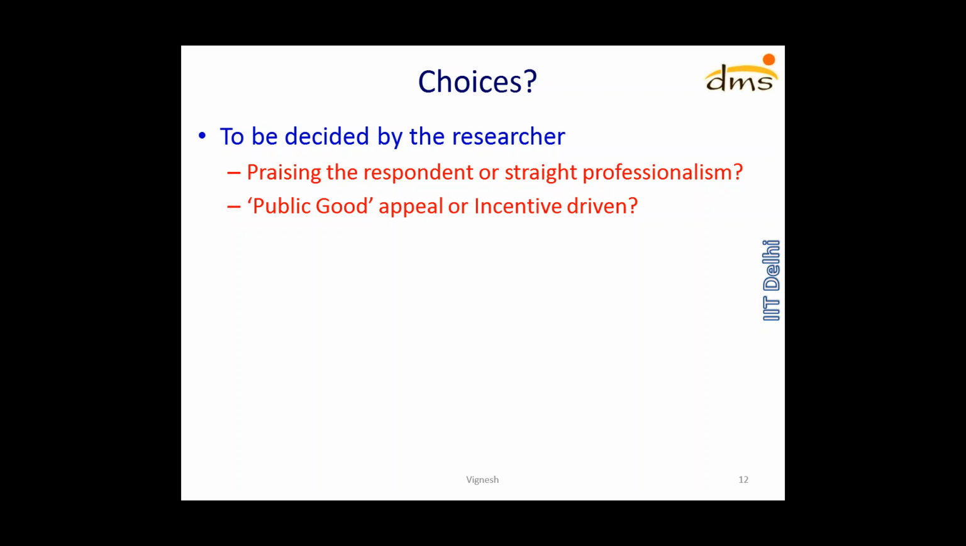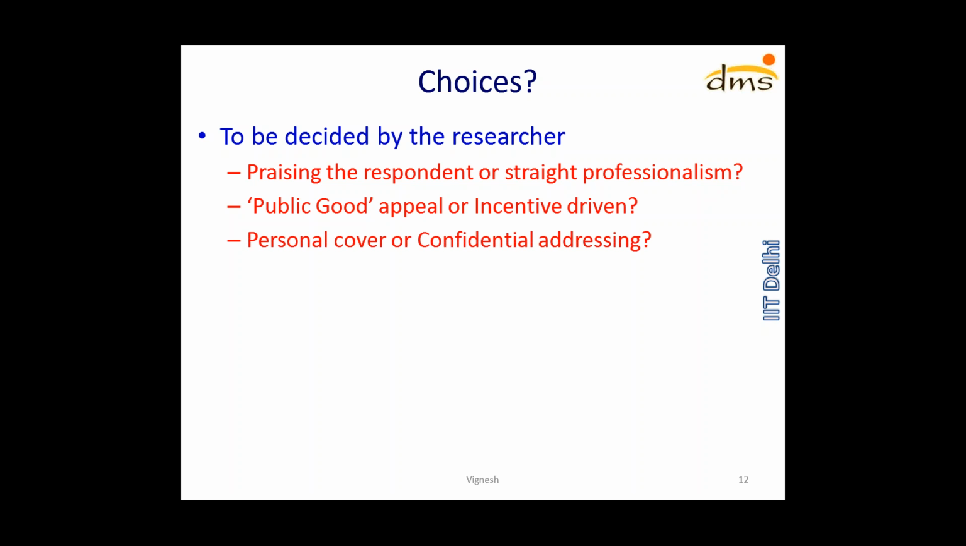The second one is public good appeal. Say this research is important. It's going to be good for everybody. The outcome of the research is going to benefit a lot of people. You are doing some social work. Fill this up. Or, I respect your time. You fill this up, I'll compensate it.